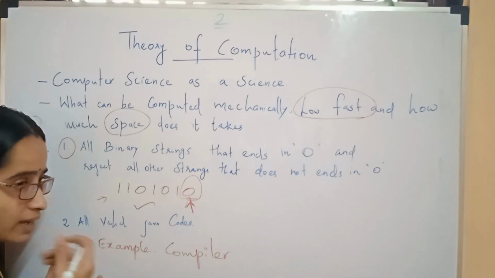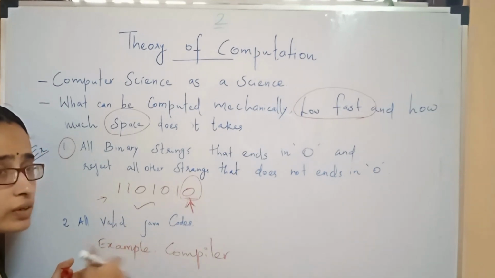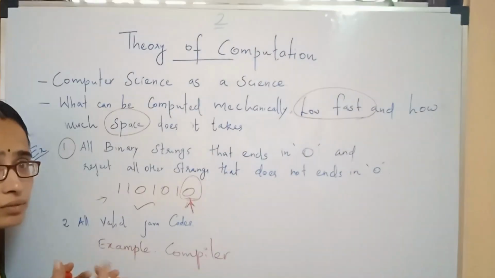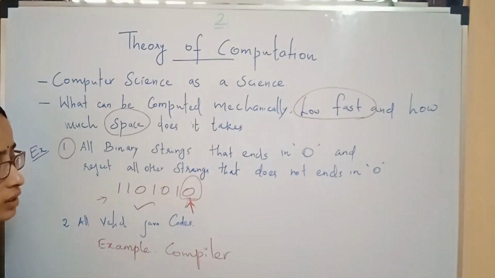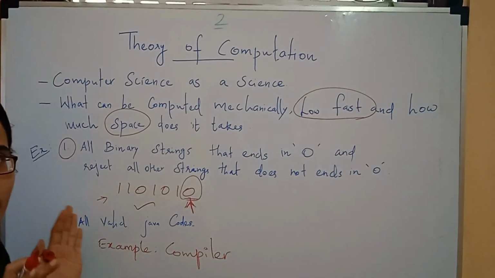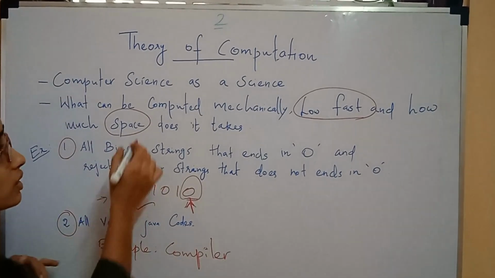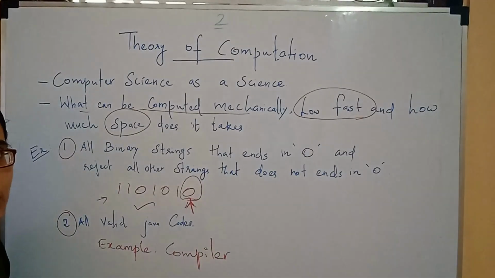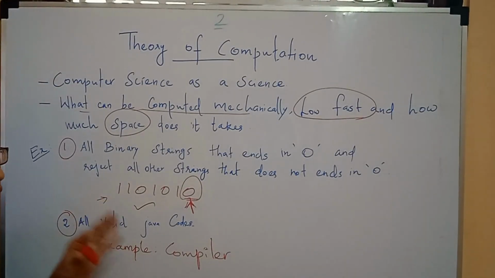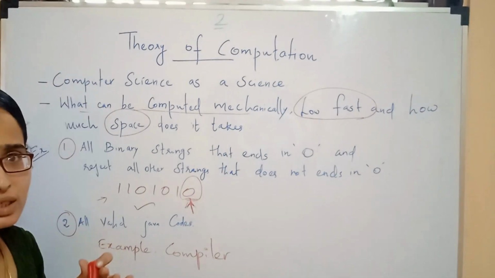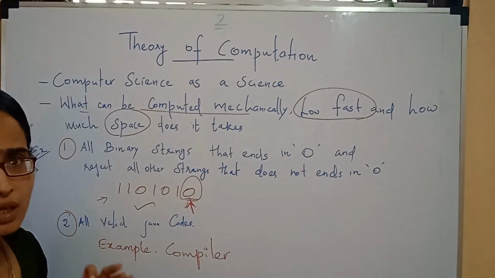If there is an error, what will happen? The compiler will throw the error, and it will reject whatever code we have written. It will reject the code. Okay, that is the problem. So these two problems can be solved by a machine, right? We are seeing what things can be computed by the machine. These problems are examples of computability. These problems can be computed by the machine.